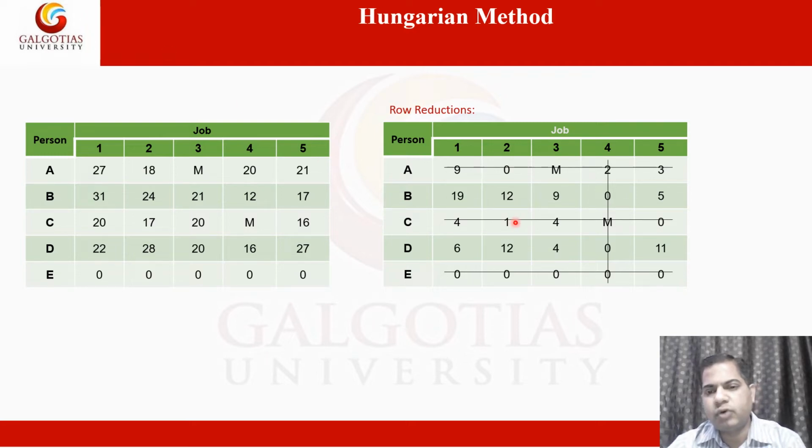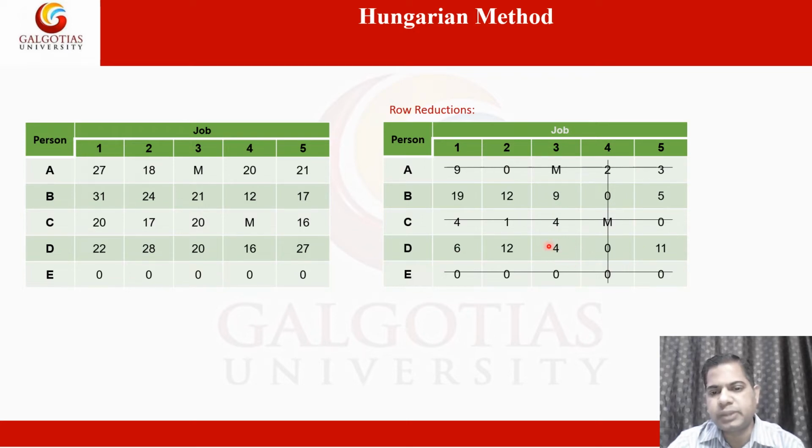Step number 4 was that we have to make the assignment, so we have to deal with step number 3. In step number 3, it says that we have to find the least cost of the uncovered cost, which is 5, and this 5 is to be subtracted from all the uncovered values, that is 19 minus 5, 12 minus 5, 9 minus 5, 5 minus 5, and so on. This is the least cost, 4.